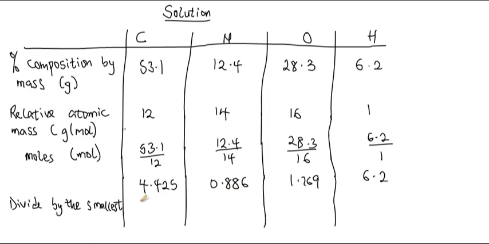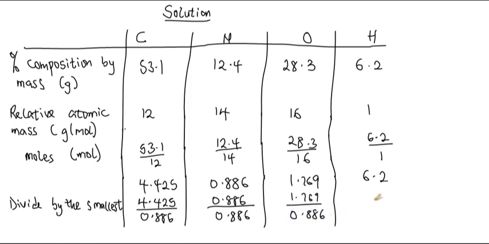So I have 4.425 divided by 0.886, 0.886 divided by 0.886, 1.769 divided by 0.886, and here also 6.2 divided by 0.886.